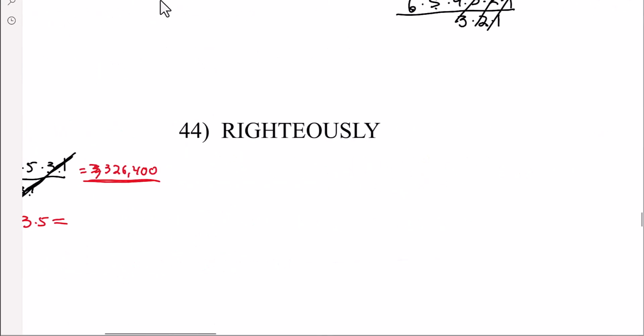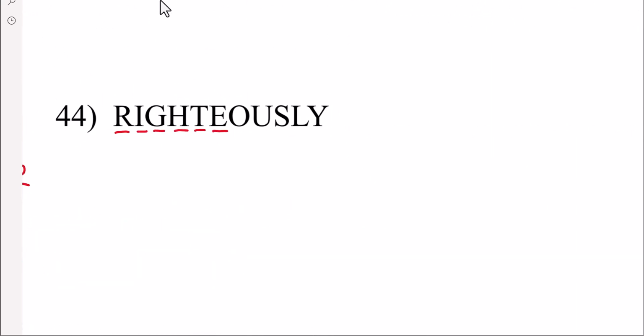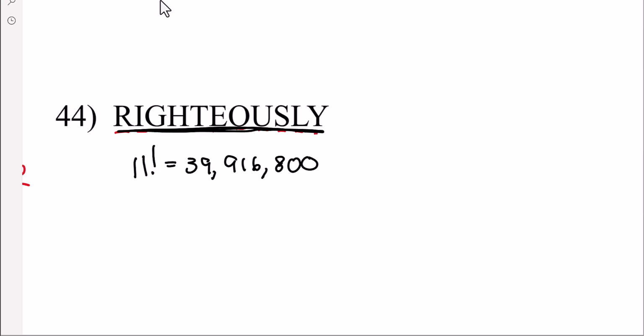That's about 3,000,000 different ways. Now let's look at righteously. So there's 1, 2, 3, 4, 5, 6, 7, 8, 9, 10, 11. None of them repeat. So that is just 11 factorial. So 11 factorial, look at this. I'm going to write this all down here. 39,916,800. So all of those different ways does not mean that they spell out a word. All those letters may only spell one word, which is righteously. However, if you don't care that it spells a word, there are almost 40 million ways that we can arrange 11 letters. That's pretty remarkable.